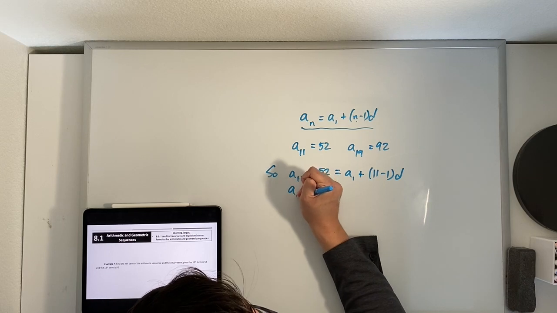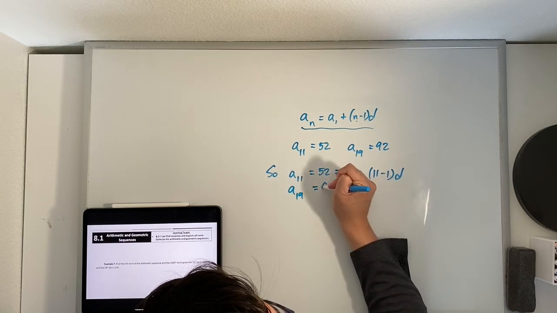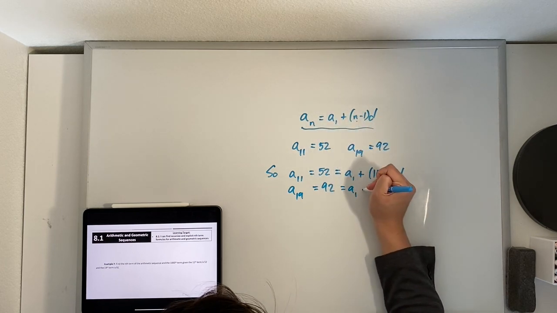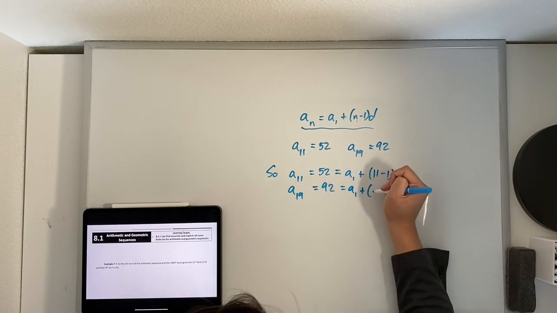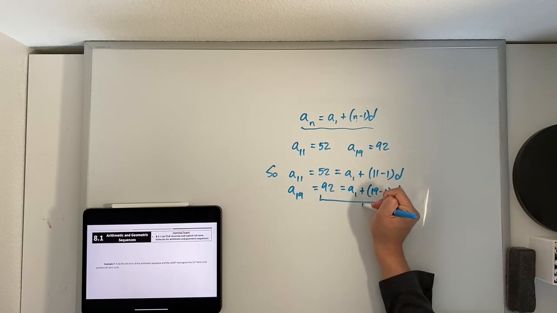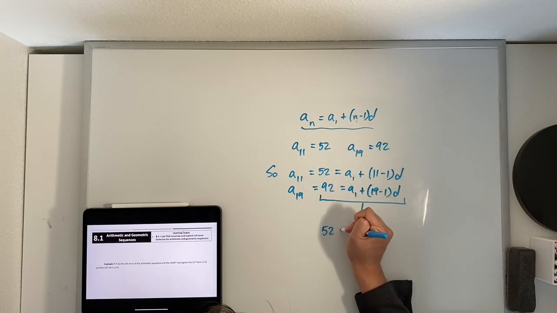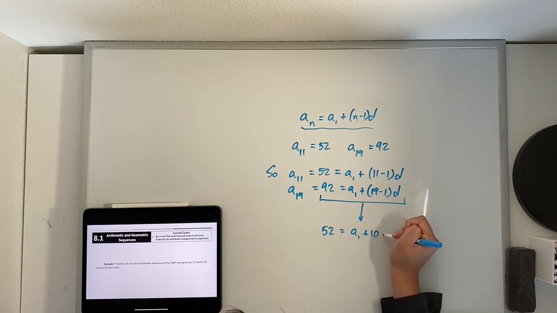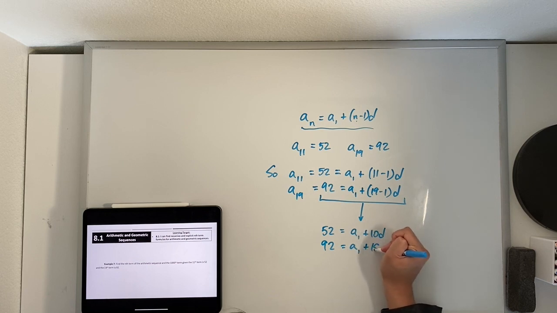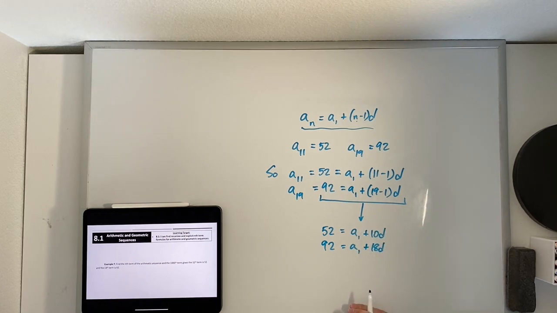And A19 is 92. If we were to use this formula, we'd have whatever the first term is plus, in this case, n is 19 minus 1 times d. Let me simplify this a little. We have 52 equals A1 plus 10d, and we have 92 equals A1 plus 18d. We have two equations with two variables, A1 and d.